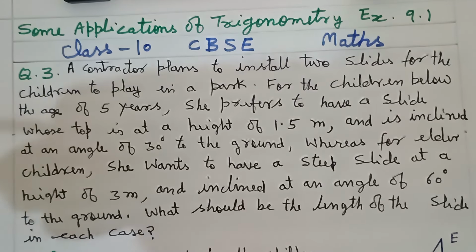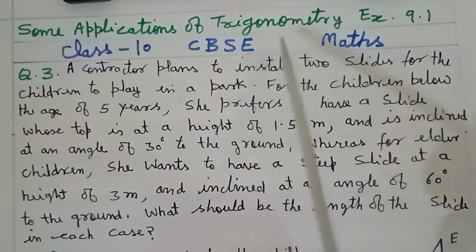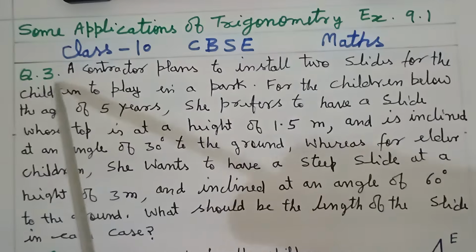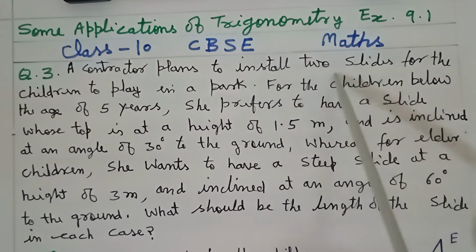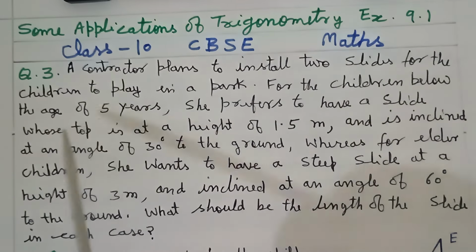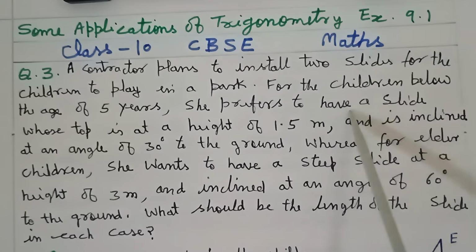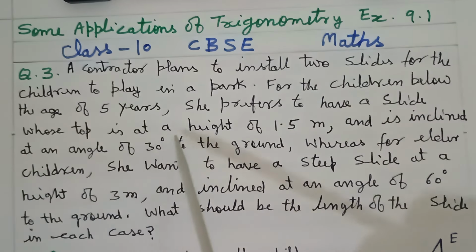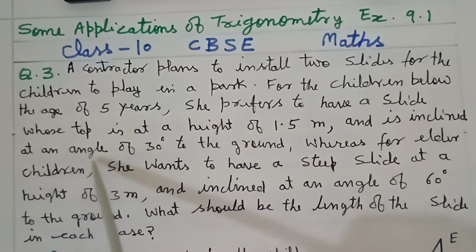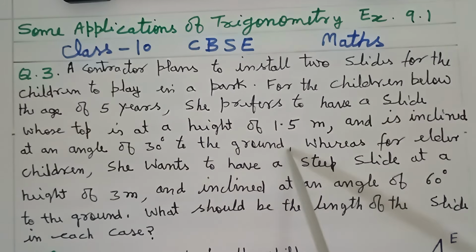Today we will solve some questions of chapter 9, some applications of trigonometry, exercise 9.1. Question number 3. A contractor plans to install 2 slides for the children to play in a park. For the children below the age of 5 years, he prefers to have a slide whose top is at a height of 1.5 meter and is inclined at an angle of 30 degree to the ground.